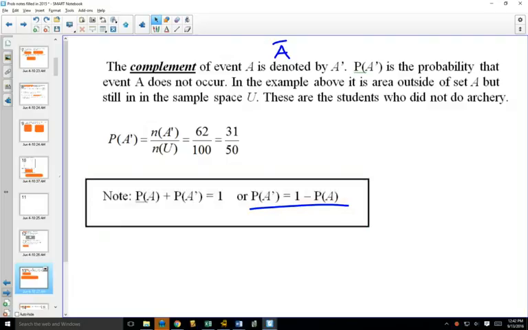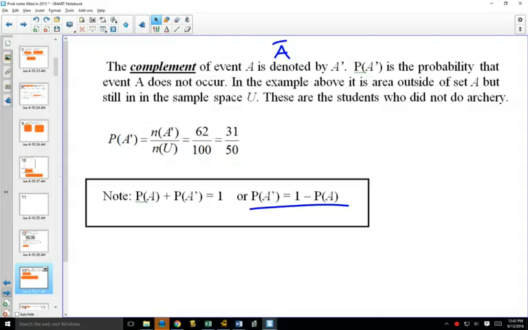The complement and the event, when they're added together, will always equal 100%. Because the chances of it raining and not raining tomorrow is 100%. Both of those things together, when you add them together, will be 100%.